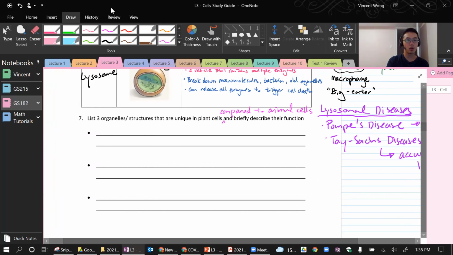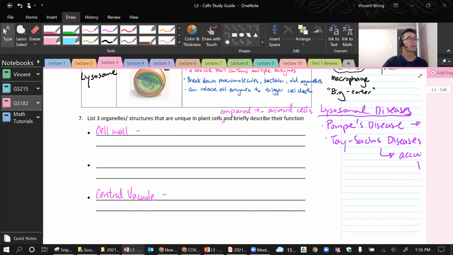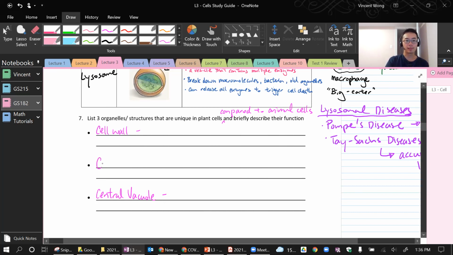Yep, there's the cell wall, very good. Central vacuole, yeah, that's another one. Let's put it here. Central vacuole. And I'm looking for one more. Anybody? Yeah, Cynthia said chlorophyll. Chlorophyll is a substance, right? Yes, and it is found in the chloroplast. That's right.